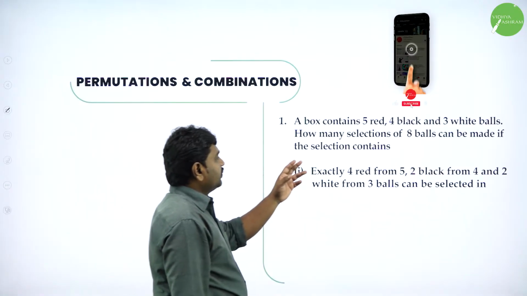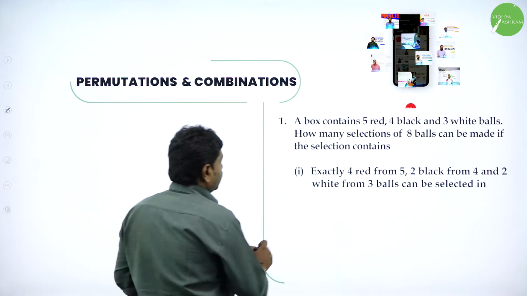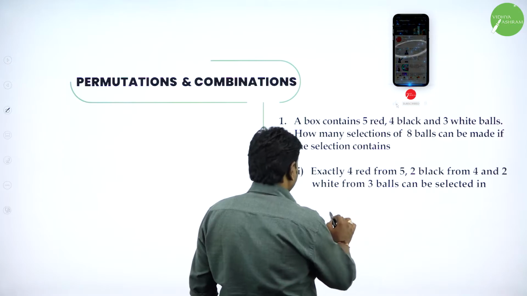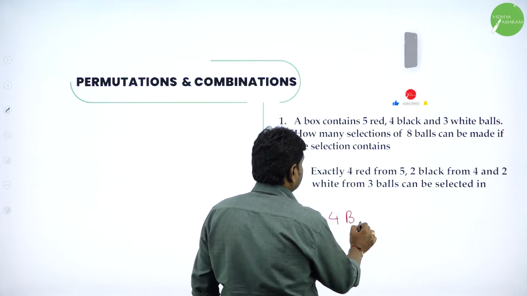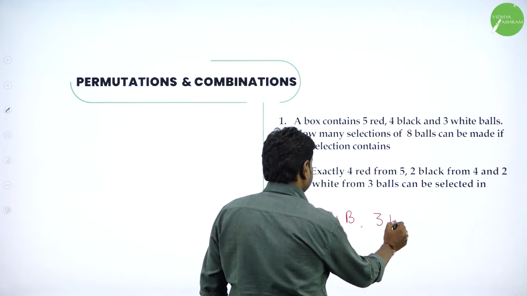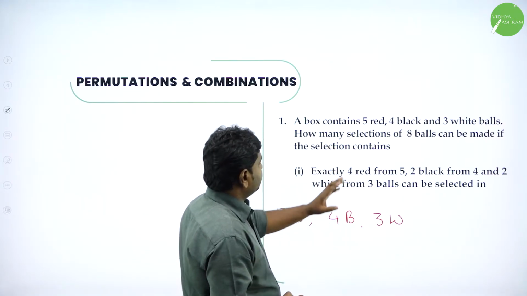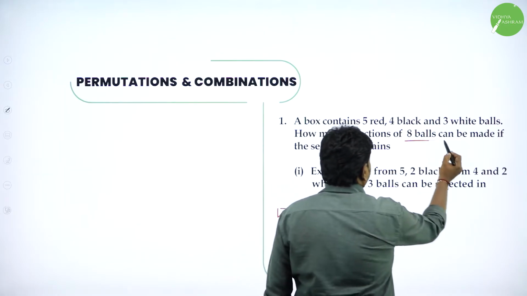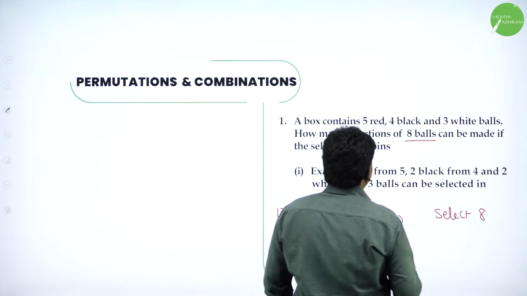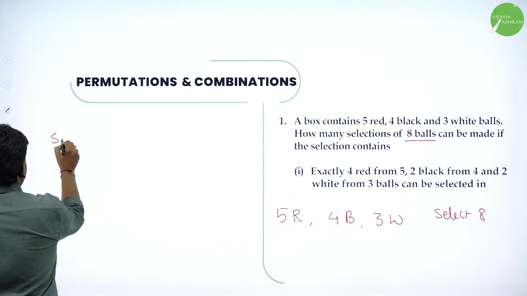A box contains 5 red, 4 black, 3 white balls. We have a total of 5 red balls, 4 black balls, and 3 white balls. This is given. How many selections of 8 balls can be made? They want you to select 8 balls. See now, first part, selecting 8 balls.